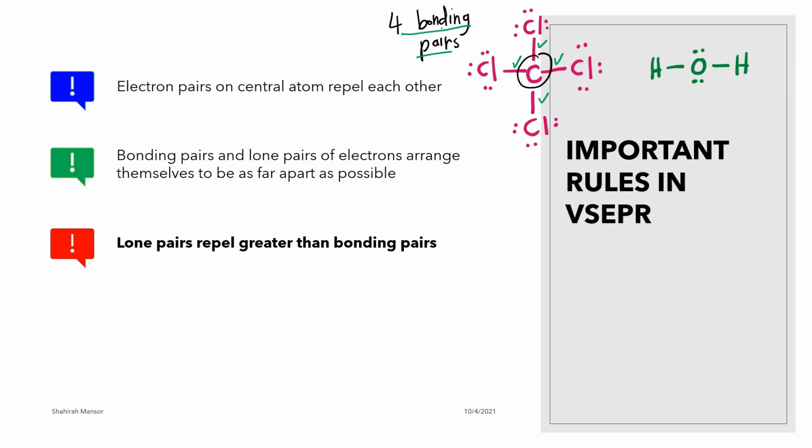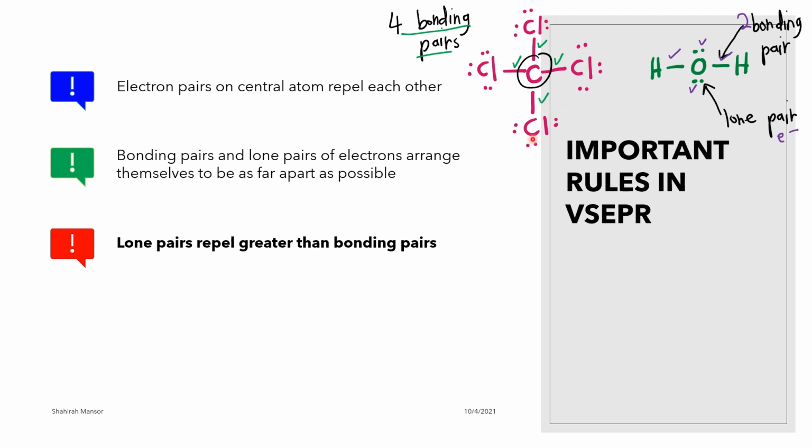Meanwhile, water has bonding pairs and also lone pair electrons. Around the central oxygen atom, we can see that oxygen has 2 bonding pairs, 1, 2, and also 2 lone pairs of electrons, 1 and 2 here. According to the rules in VSEPR, electron pairs on the central atom repel each other. What do electron pairs refer to? They refer to bonding pairs and lone pairs of electrons. These bonding pairs and lone pairs of electrons arrange themselves to be as far apart as possible.